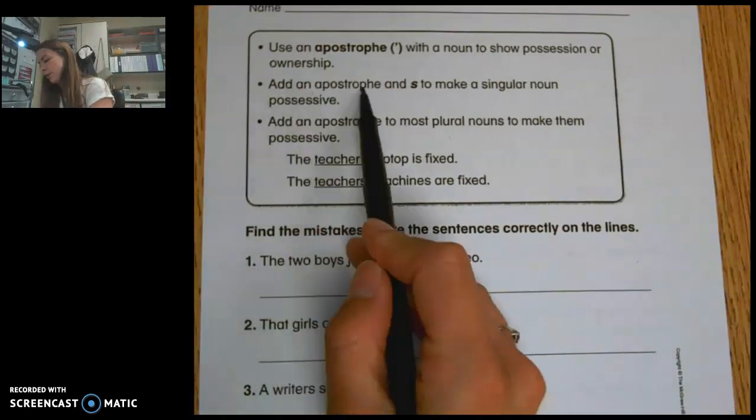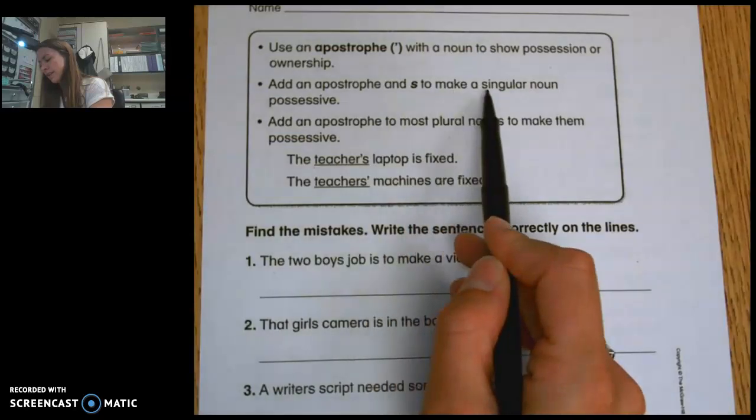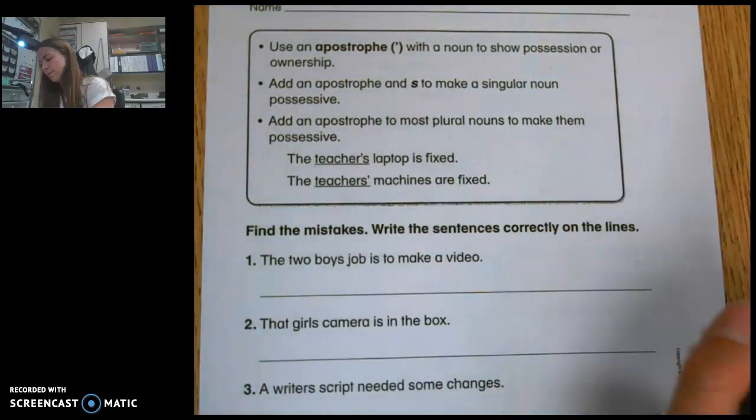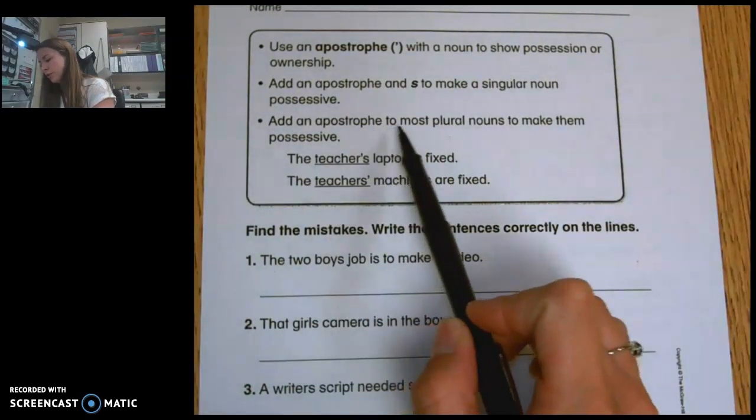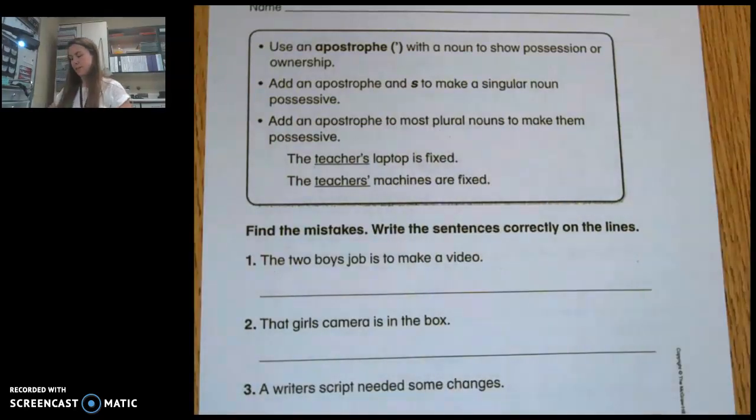You add an apostrophe and s to make a singular noun possessive. Add an apostrophe to most plural nouns to make them possessive. So we're thinking if there is one person, place, or thing, or more than one person, place, or thing. And where you put the apostrophe will be a little different.